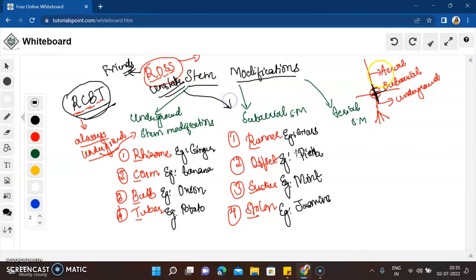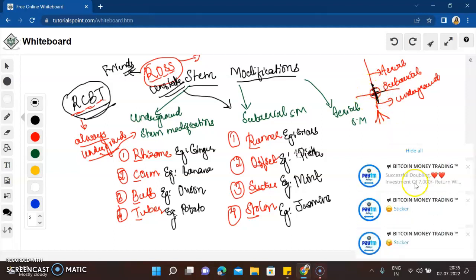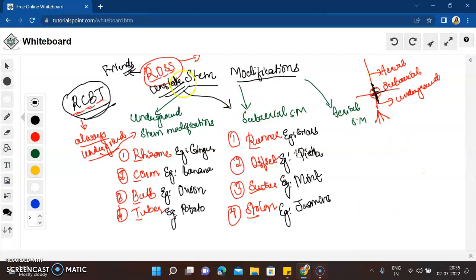Unstable person. Subaerial stem, neither on top, neither down, right? Not on top, not down. Partially above the ground, very close to the basal part of the stem, right? So, subaerial stem modification example is like the unstable Ross from the Friends TV show. That is runner, offset, sucker, stolon. I hope you will remember this.